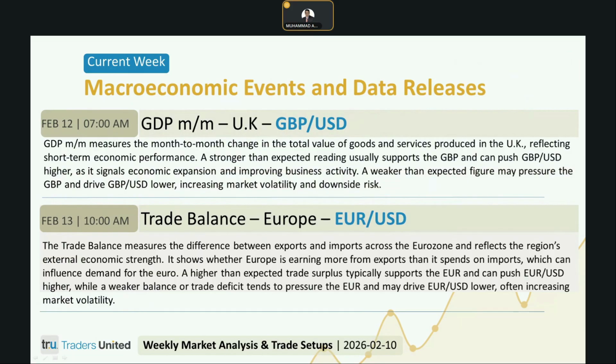A stronger than expected reading usually supports the GDP and can push GBPUSD higher as it signals economic expansion and improving business activity. A weaker than expected figure may pressure the British pound and drive the GBPUSD to the downside. And you might see increasing market volatility and downside risk.